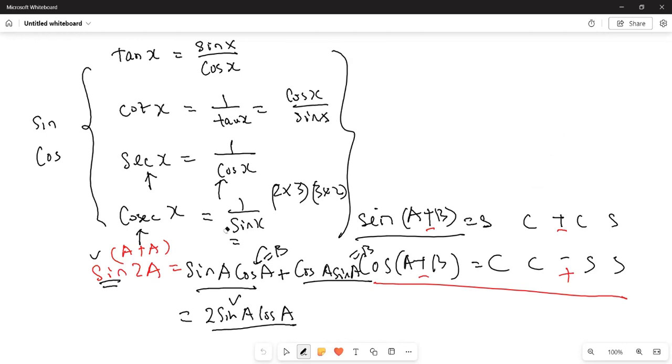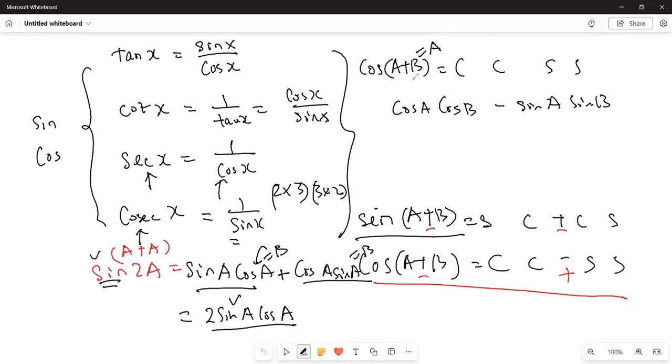Now cosine is the very tricky one. You can see that cosine has 3 outcomes, right? Remember I told you you have 3 in 1 coffee, you have 3 in 1 shampoo. Now cosine has 3 in 1 also. So when you have cosine of a plus b, same thing, you change your b to a. So you get cos a cos b, and then you minus sine a sine b. That's what you get for this.